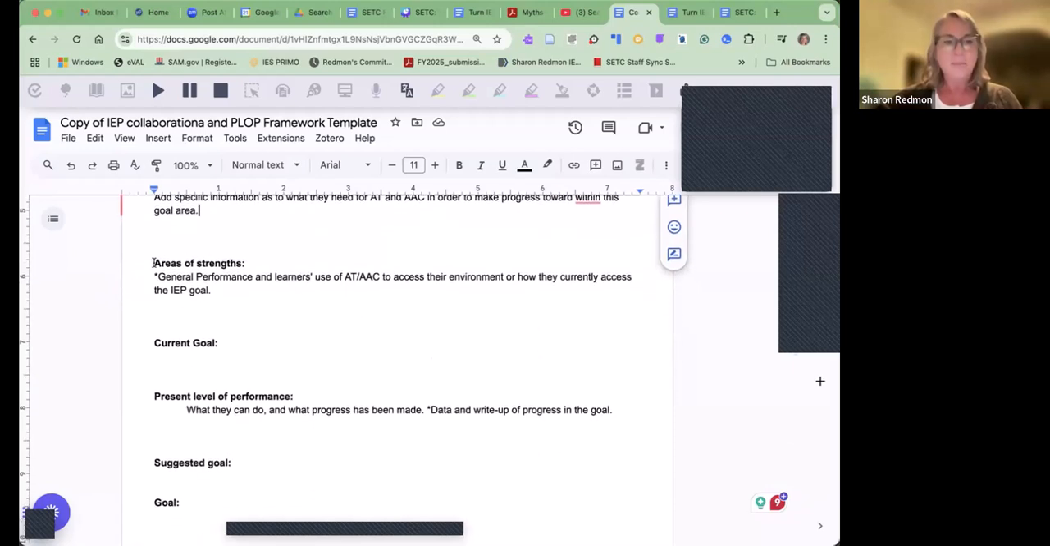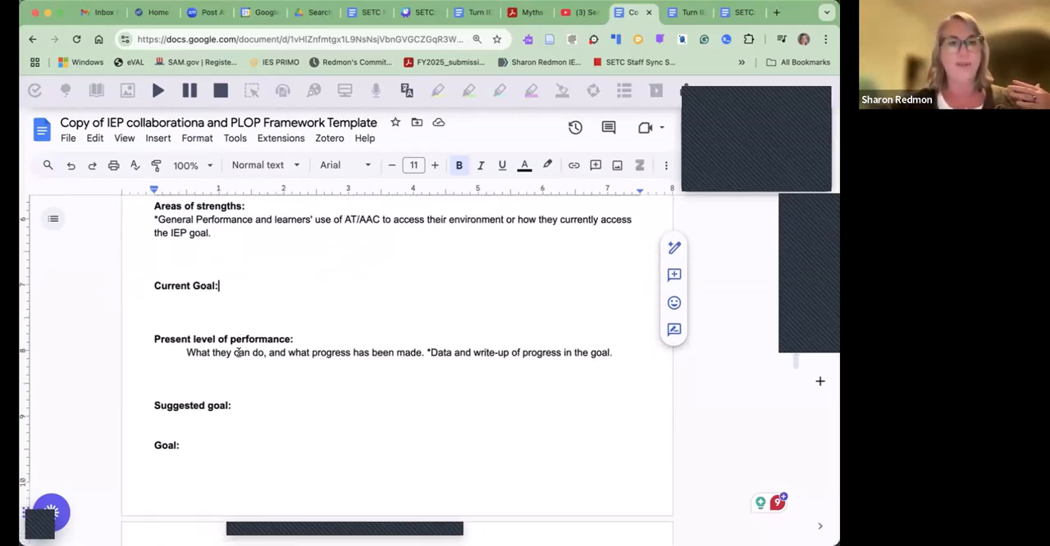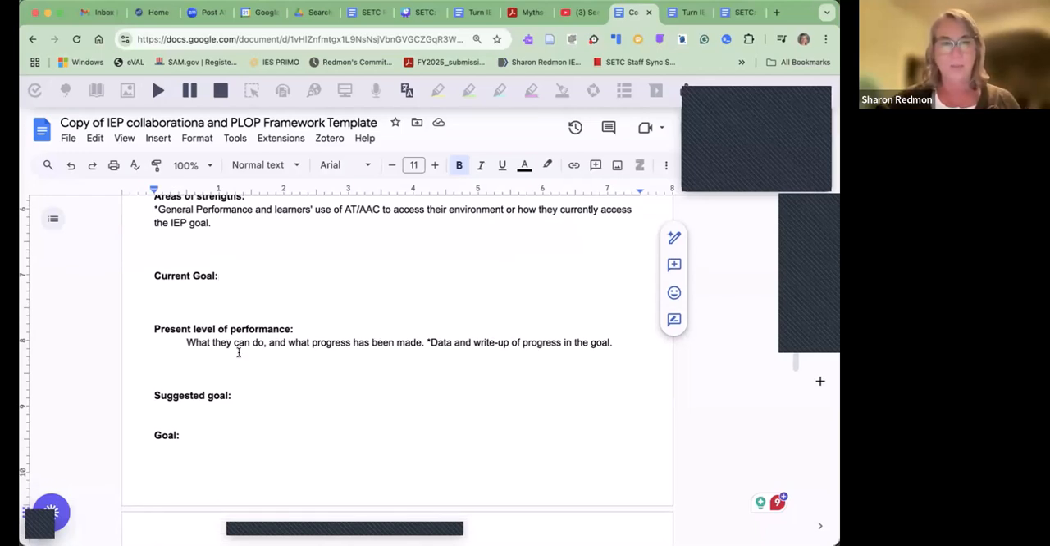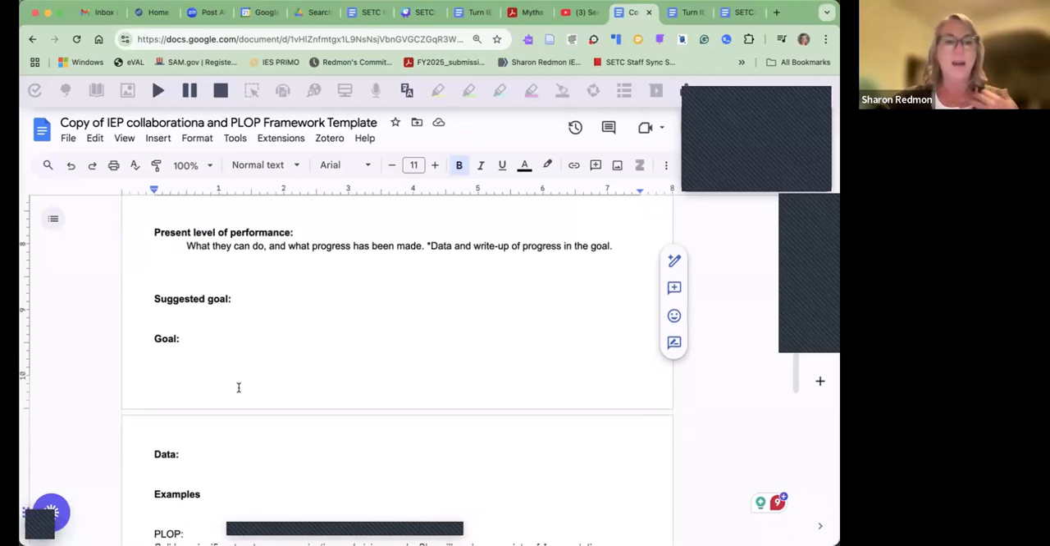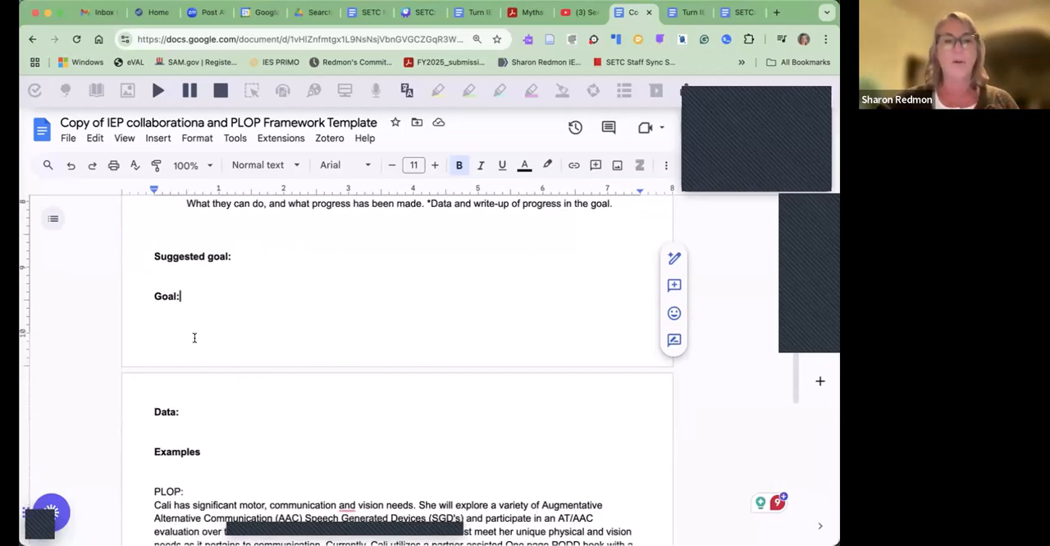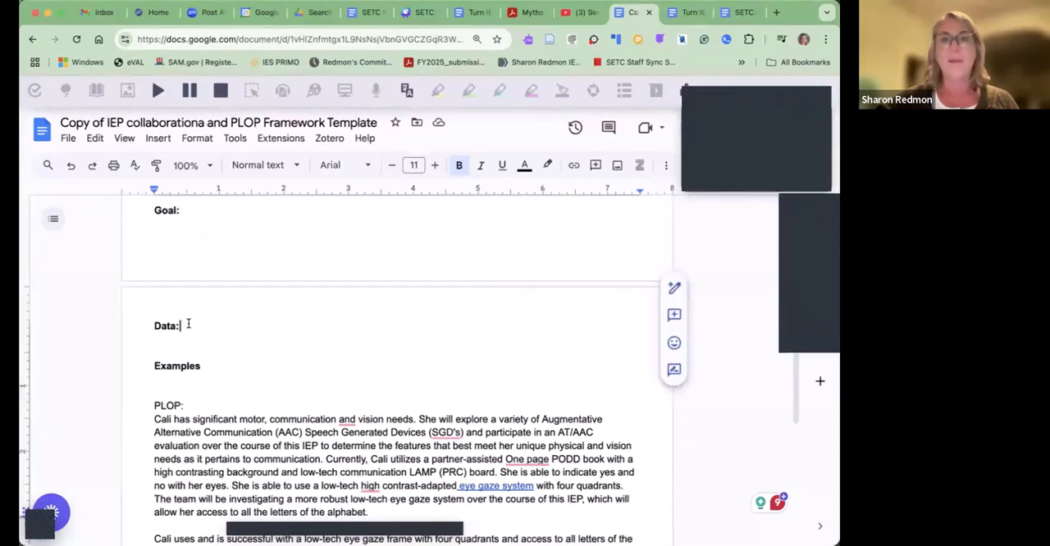So then I always write areas of strength, right? And how they're moving forward. Then we had their current goal and the data that we put in there. We put again what they're doing, their present level, what they can do and what progress has been made. And then we make suggestions, right? I write suggested goal and then we can tweak that, write the goal. What is that data? Where is it coming from, right? They have to go towards something. Where are they sitting right now for that data?